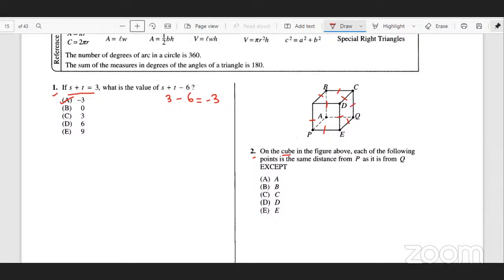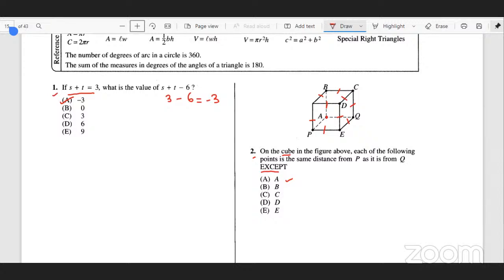On the cube in the figure above, each of the following points is the same distance from P as it is from Q, except. Okay. So students might get confused because the statement is a bit confusing, but what they're trying to say is that each of the following points, let's talk about A point, right? This is A point. They're saying that the distance of A point to P and Q is same, except we need to choose that point whose distance from Q and P is different.